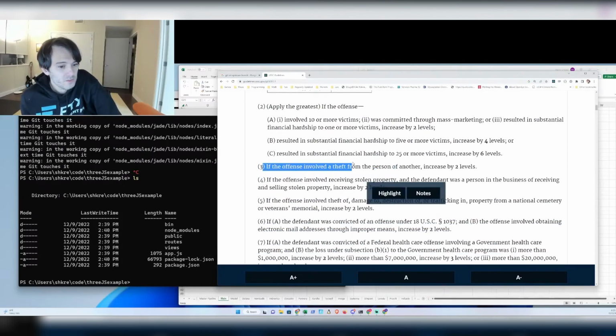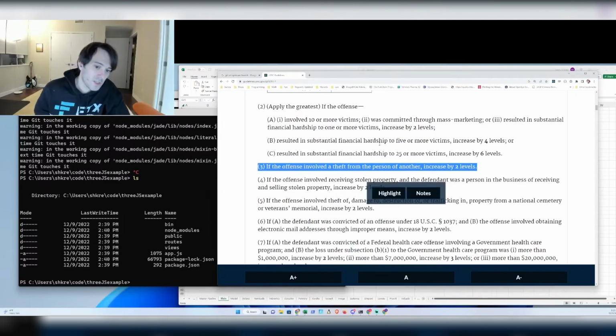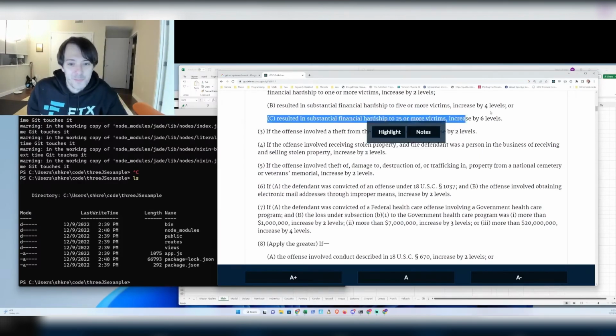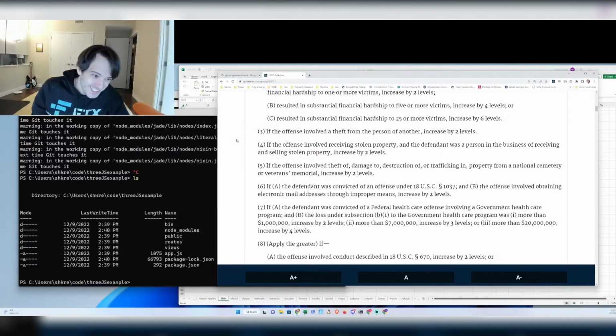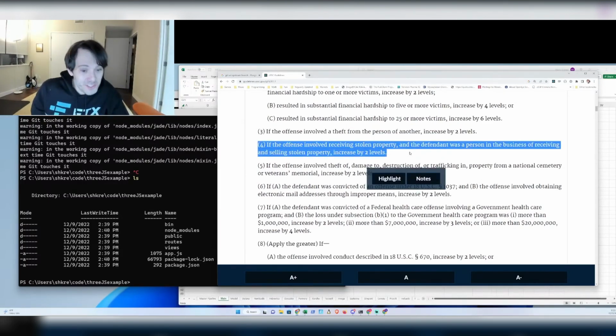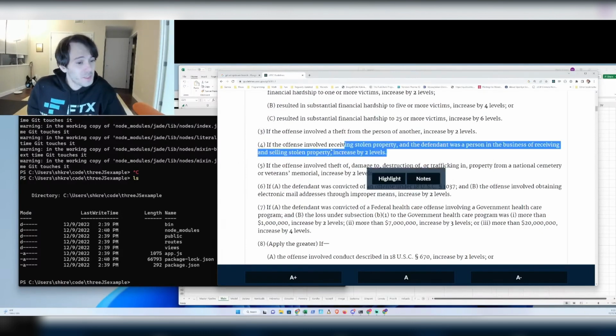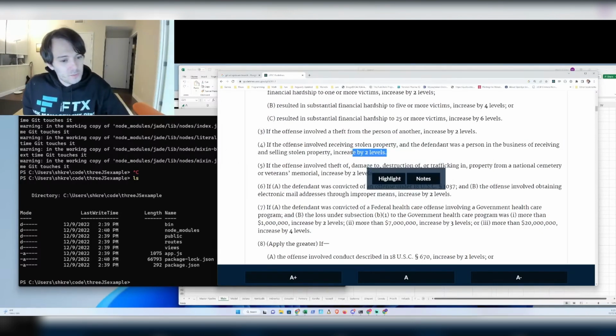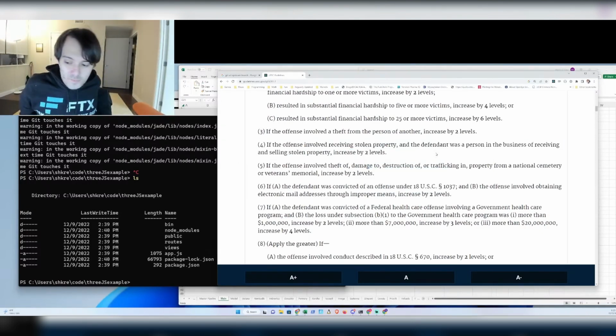If the offense involved a theft from the person of another, increase by 2. So that's a physical theft, so that does not apply here. That's the only thing that's not going to apply here. Number 4, if the theft involved stolen property and he was in the business of receiving and selling stolen property, add 2. So that doesn't count either. So we're still on 43. It's all irrelevant, but yeah.